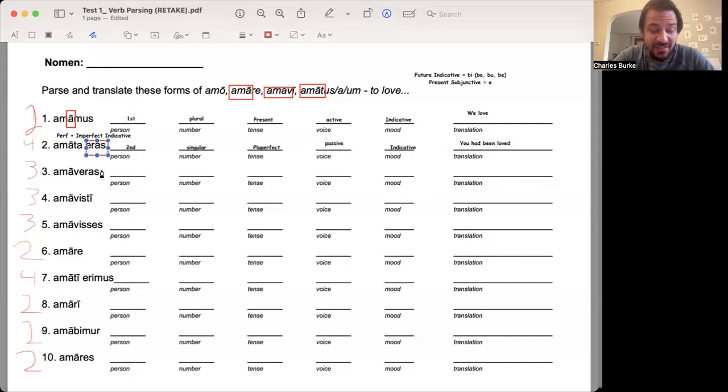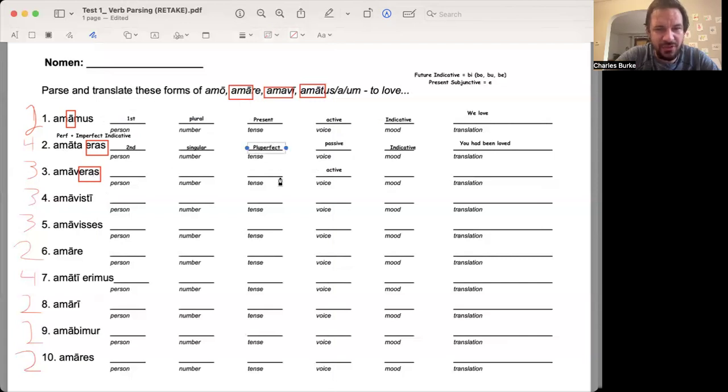Amaveras, again, the tense marker is eras, or arguably just era. But what I wanted to point out here is that, well, first, third principal part, always, always, always active. Anytime you see the third principal part, it'll be active. If you see fourth, it's probably passive. If you see second, you got to look at the ending.